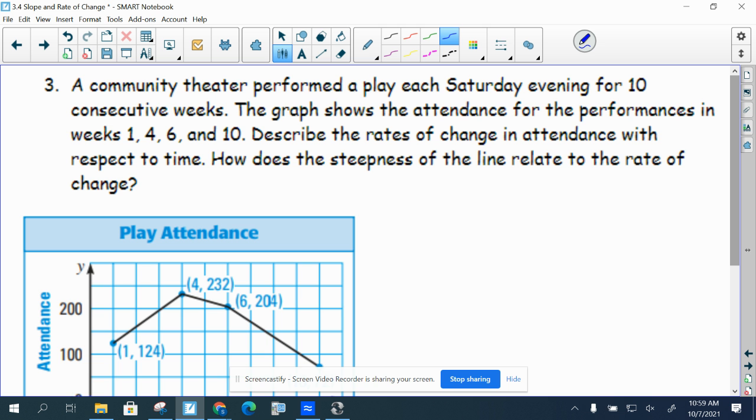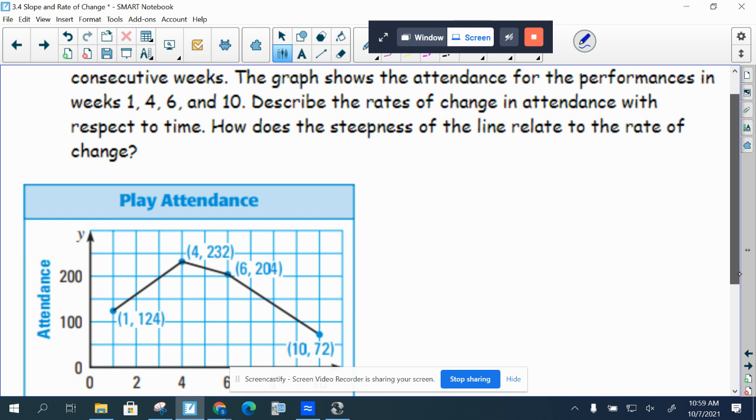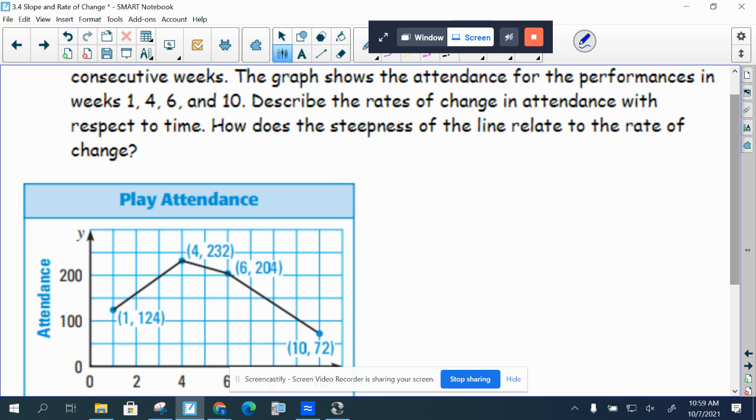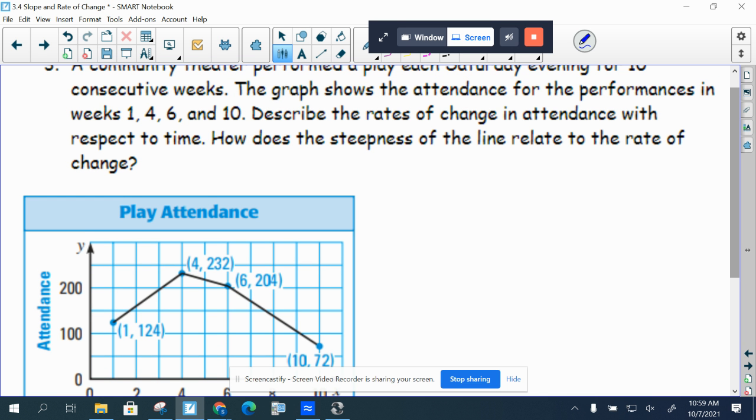A community theater performs a play each Saturday evening for 10 consecutive weeks. The graph shows the attendance for the performances. In week 1, there were 124 people. In week 4, there were 232 people. Week 6, there were 204 people. And then everybody was like, we don't like this play anymore. In week 10, there were only 70 people. By the time week 10 happened, everybody else had probably already gone to the play, so they're getting the last people. Describe the rates of change in attendance with respect to time.